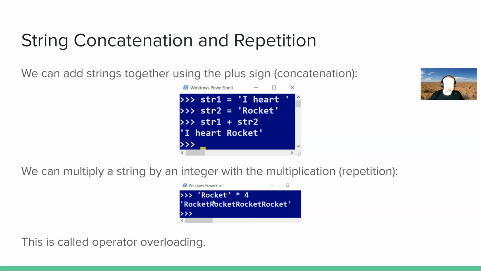You can also multiply a string by an integer with multiplication, and essentially it'll just repeat that string over and over again. So "rocket" times 4 is going to be equal to a new string: rocket, rocket, rocket, rocket.